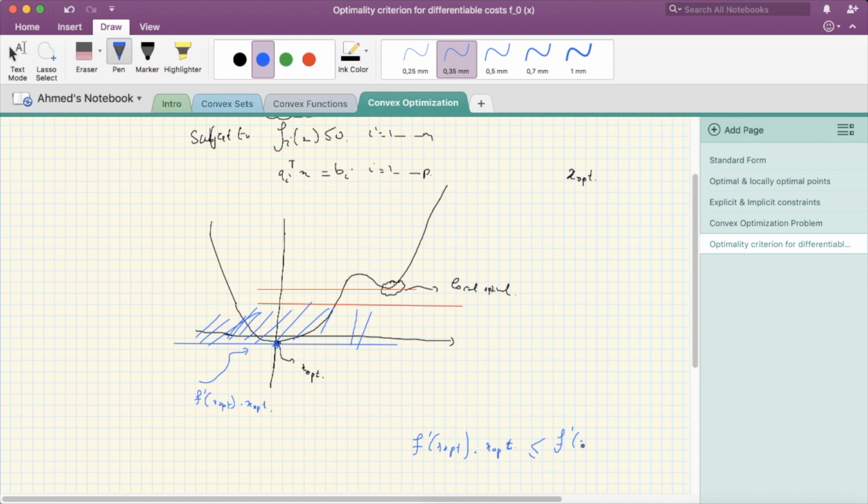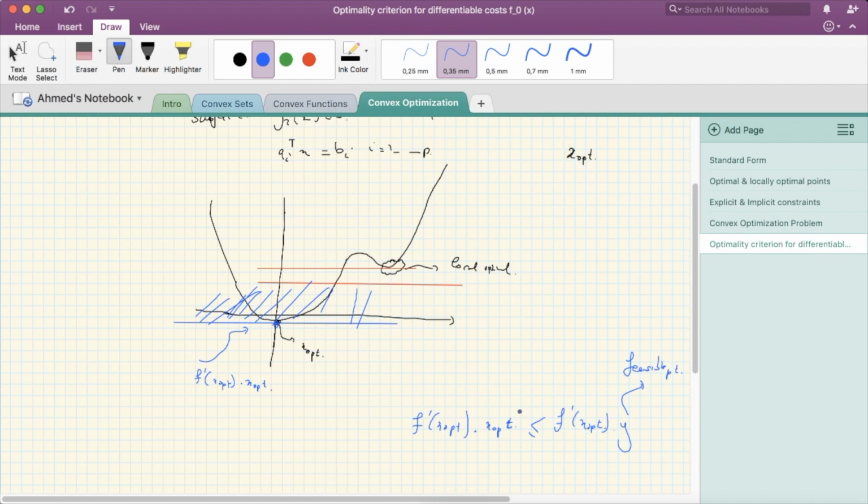f prime x opt, but this time times any other point, and more formally, any other feasible point, because we want those points that also satisfy the constraints and belong to the domain of f. I don't want to pick any other point that is not in the domain of f. So in higher dimensions, the derivative is replaced with the gradient of f at x opt. Now this times x opt transpose, because we're working with vectors right now, is less than the gradient again at x opt transpose, this time y, where y is any other feasible point.